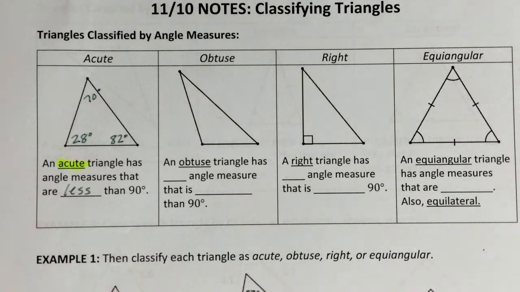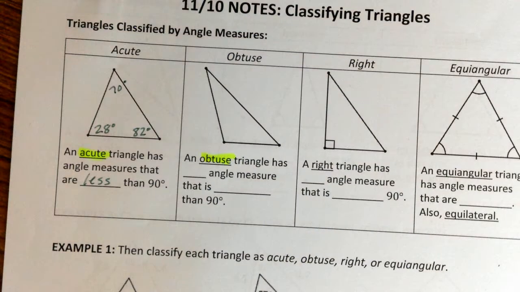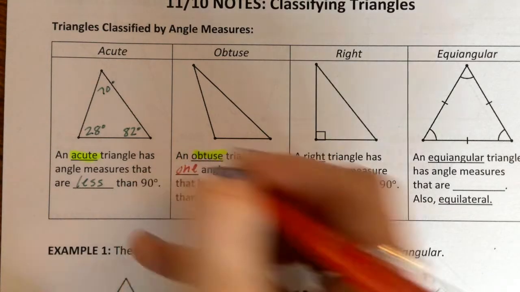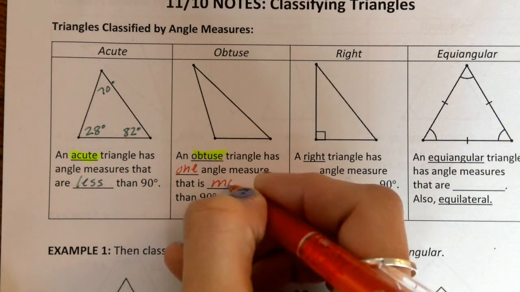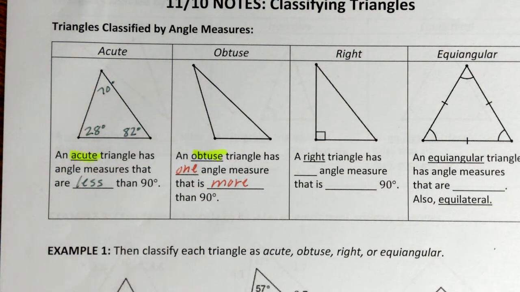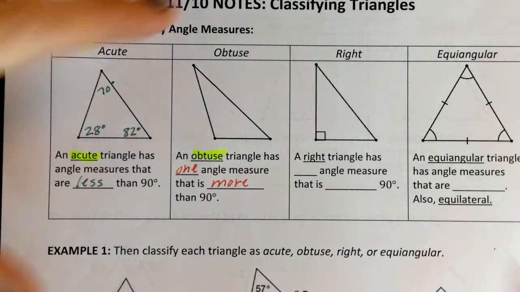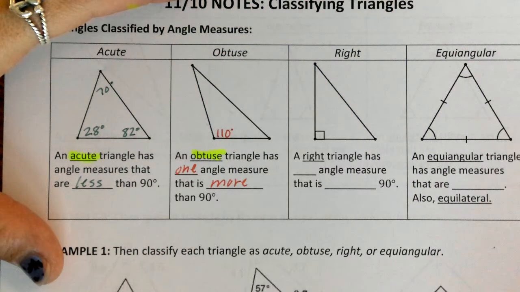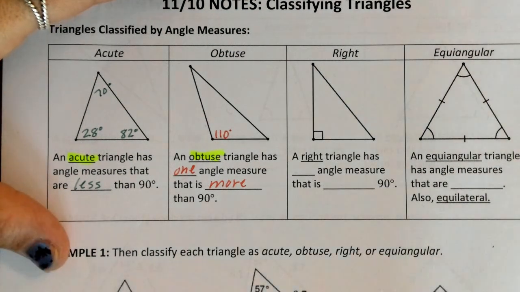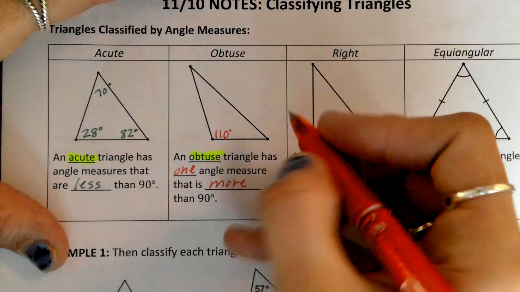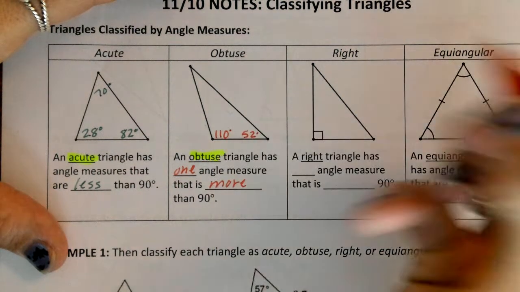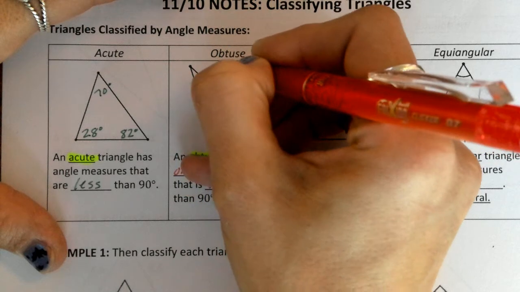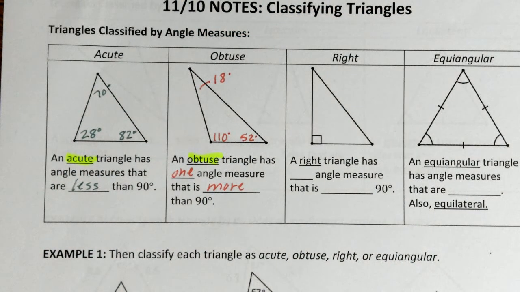Next, we have an obtuse triangle. With an obtuse triangle, you're going to have exactly one angle that is more than 90 degrees. You cannot have more than one angle of a triangle be more than 90 degrees. It's just the rule. So here, we'll take what looks like the obtuse angle and call this 110 degrees. There's our obtuse angle. We see that on a triangle, we call it an obtuse triangle. And we'll label the other ones. Let's say this is 52 degrees, and up here we'll say this is 18 degrees. So there's your obtuse triangle.